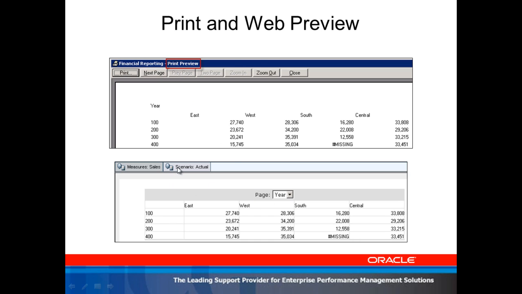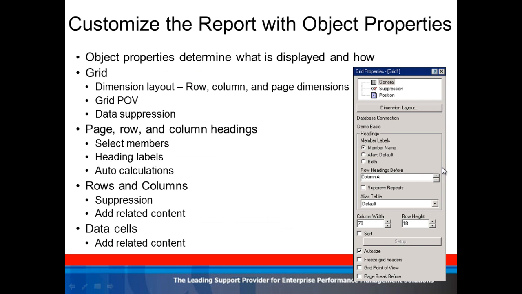But it also allows me to change the point of view by clicking on those buttons and changing the point of view. And you can see how it's formatted a bit differently than the standard print preview. But most importantly, once you've selected the members, you're going to want to change the properties of those members, those dimensions, and so forth. And there are multiple properties.